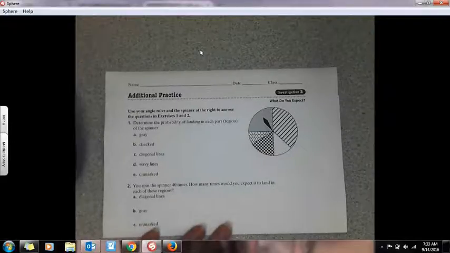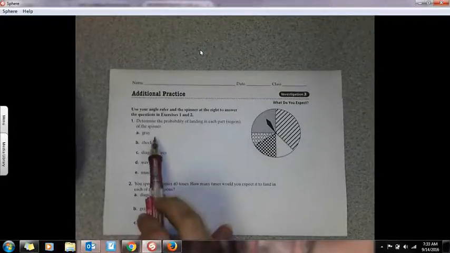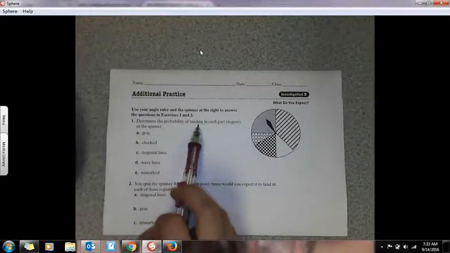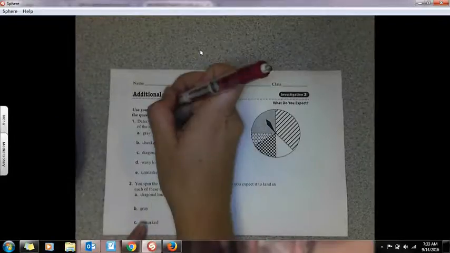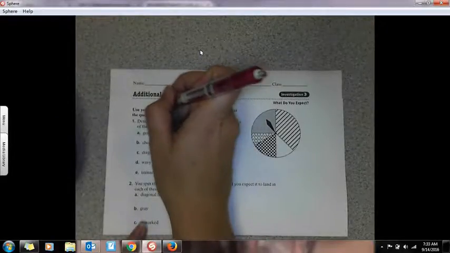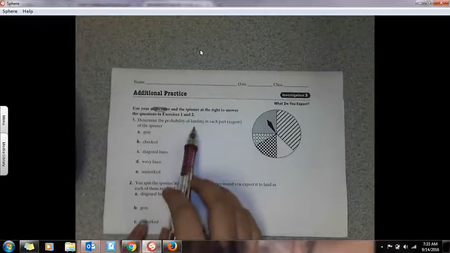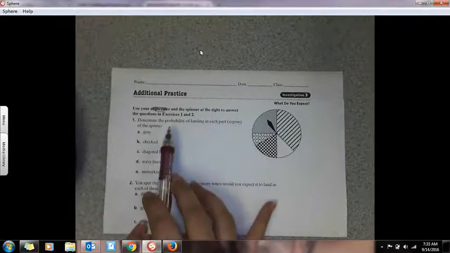Okay, so let's look at number 1. It says determine the probability of landing in each part. Oh, and first of all, we're not doing the angle ruler part, so go ahead and cross that off. Determine the probability of landing in each part or region of the spinner.